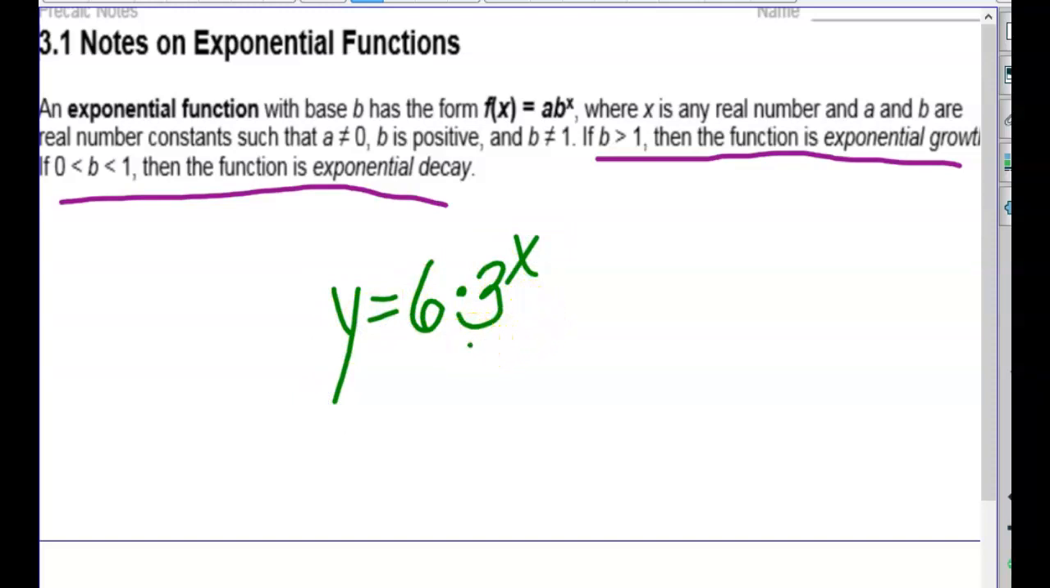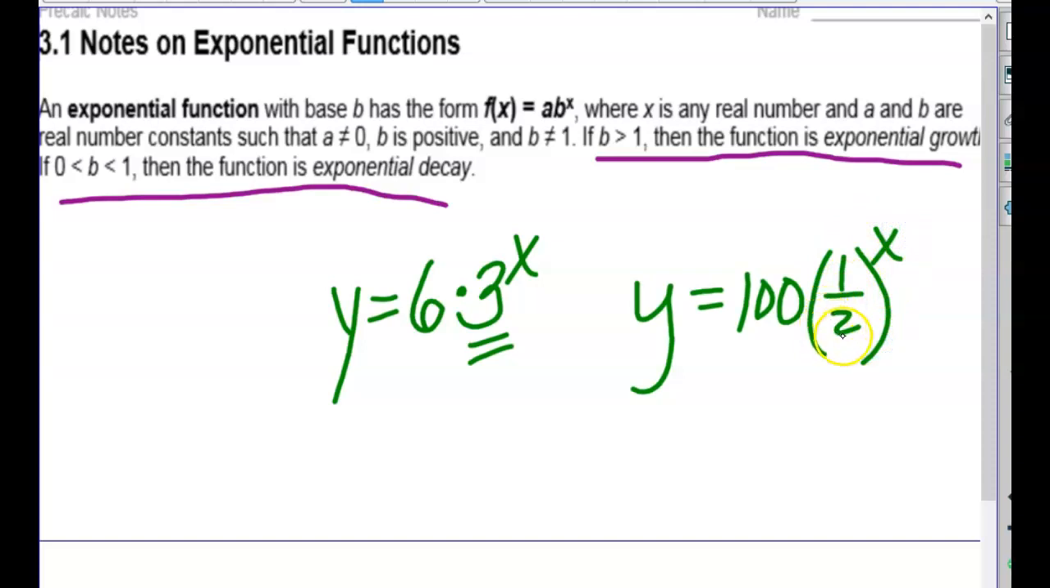This is a growth function because every time you're multiplying by 3 over and over and over, that's what an exponent means. If you have a b value between 0 and 1, like you had 100 times 1/2 to the x, that is a decay, exponential decay, because you are taking half of it over and over and over. And that decay can be even like 0.98. That would be a 2% loss every time. Does that make sense, guys? You're multiplying by something just less than 1 every time. Okay.